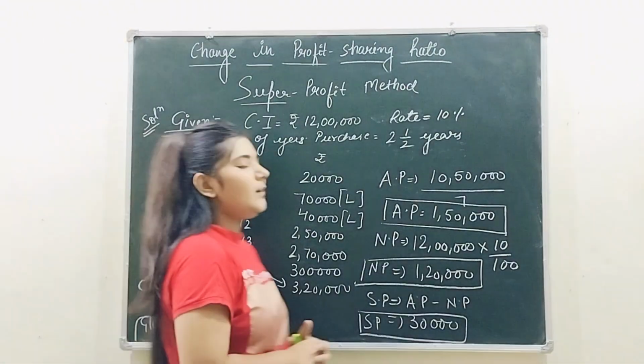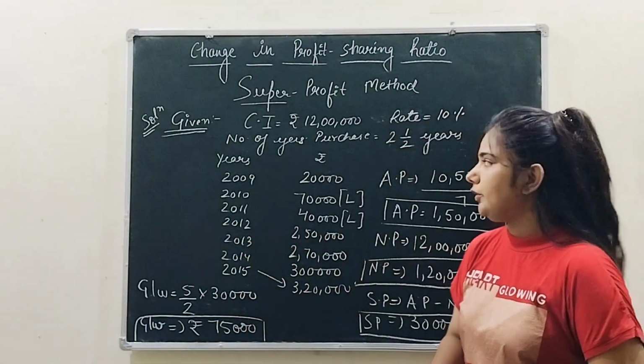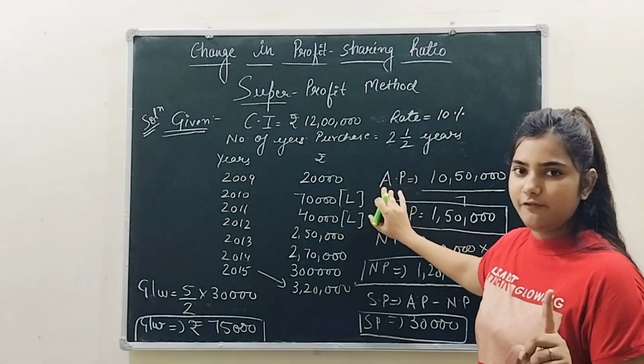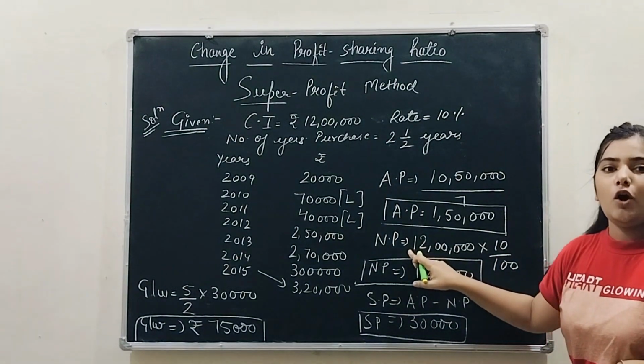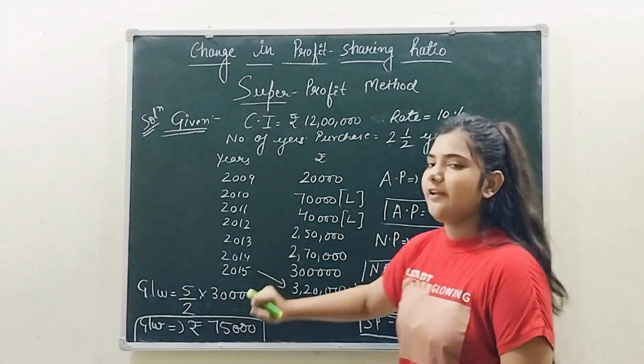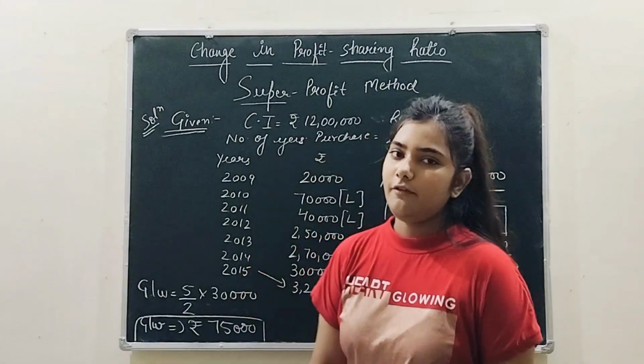I hope the concept of the super profit method is now clear to you. In this method, you have to simply calculate your average profit first, then you have to calculate your normal profit, and lastly you have to calculate your super profit, then you have to derive your goodwill out of the super profit.